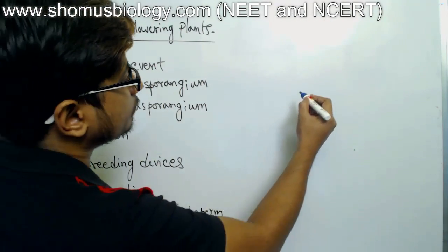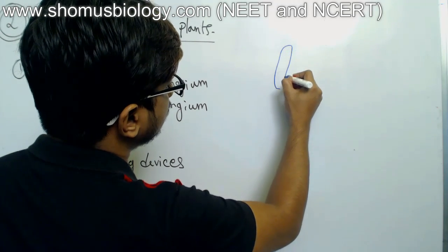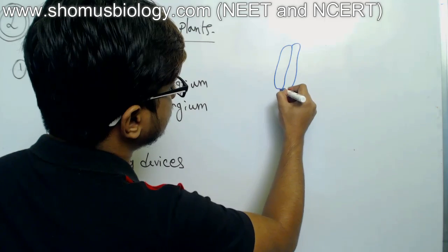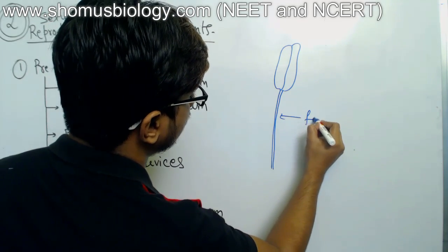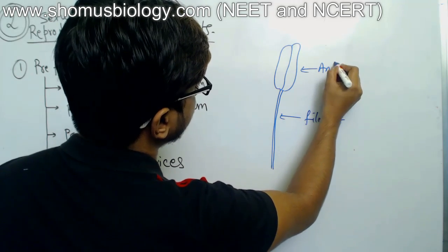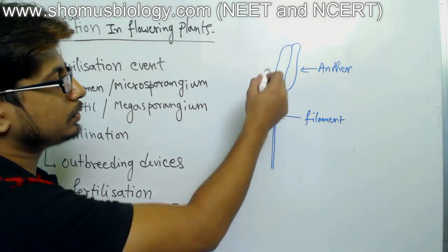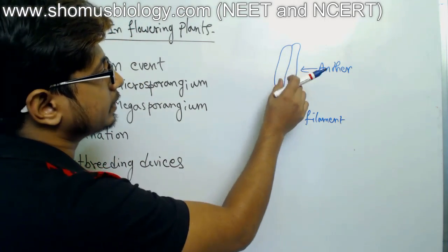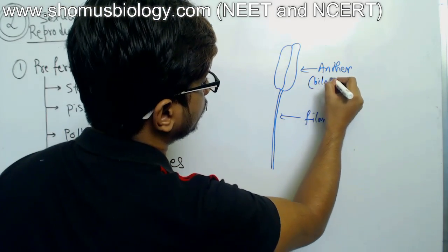If I draw the structure of the stamen, it carries two separate regions. Remember, one is a structure like this, known as the anther. Another one is this filament. This is the anther. So the anther and filament are both structures. And if you look at the anther, there are two sections to it, so it is bilobed.